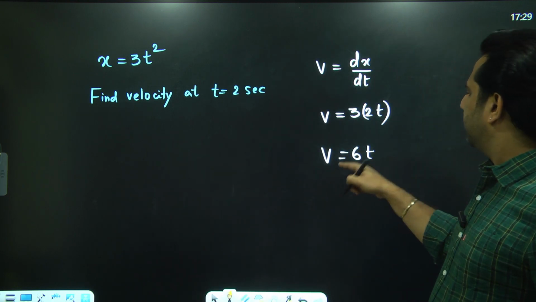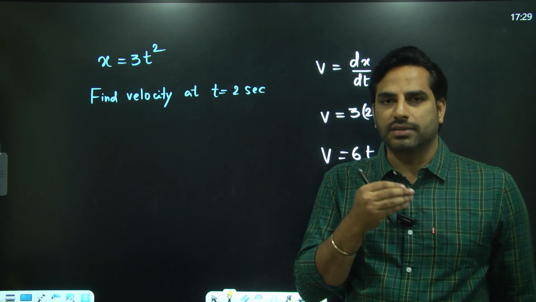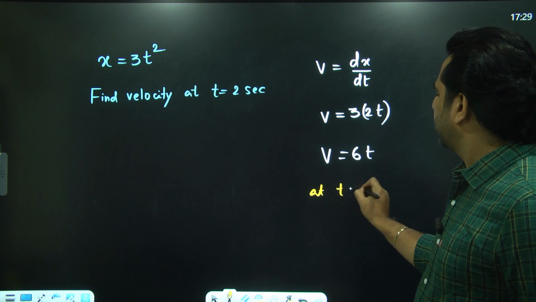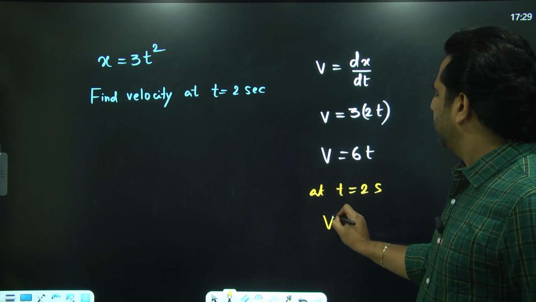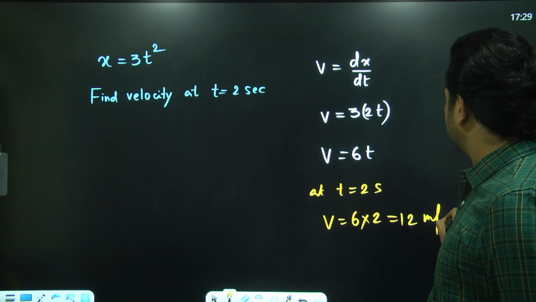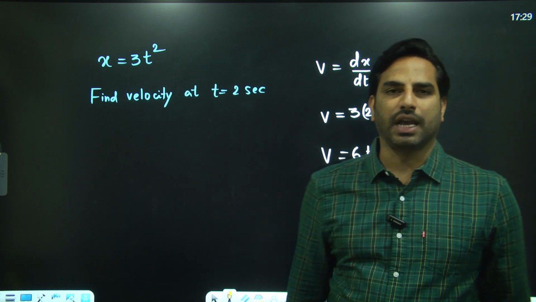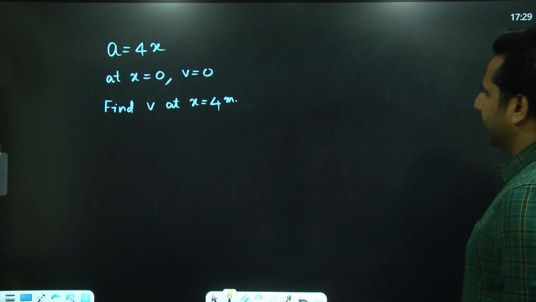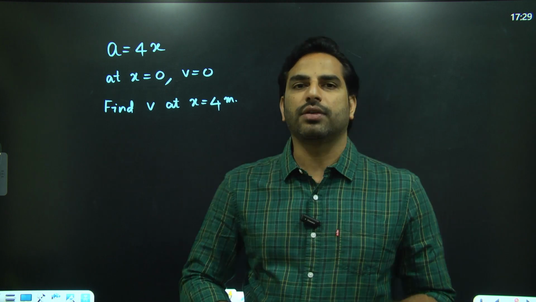At t is equal to 0, the velocity of the particle is 0. So it means that it is starting from rest. Now at t is equal to 2 seconds, v is equal to 6 into 2, that is equal to 12 meter per second. The answer to this question is 12 meter per second. Pretty simple. It will be a little challenging if acceleration is given as a function of displacement.